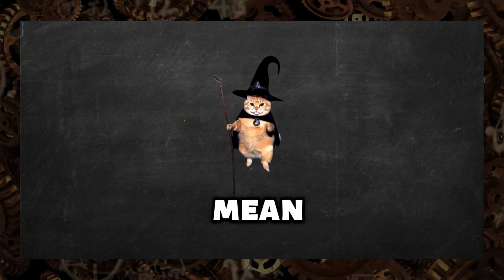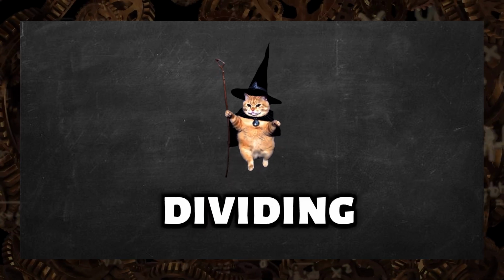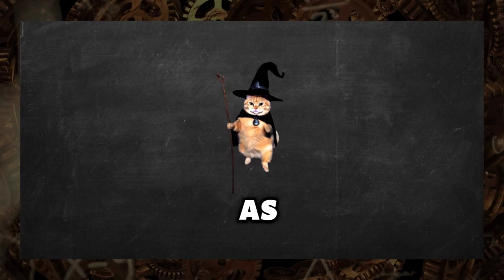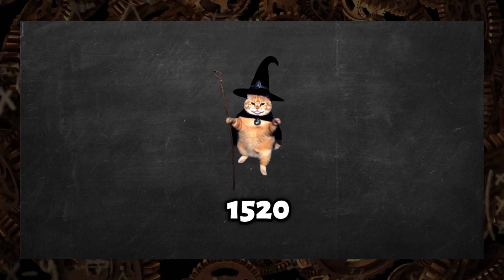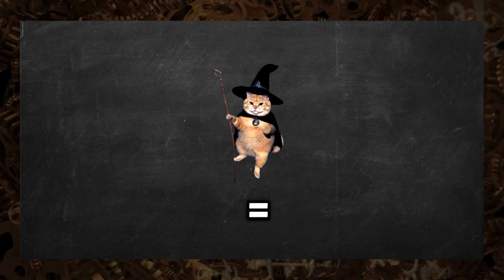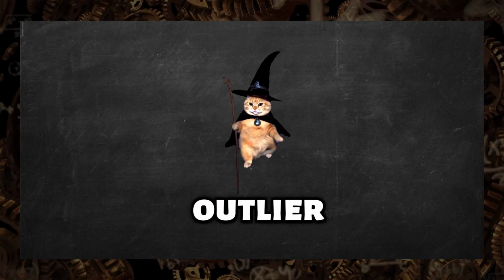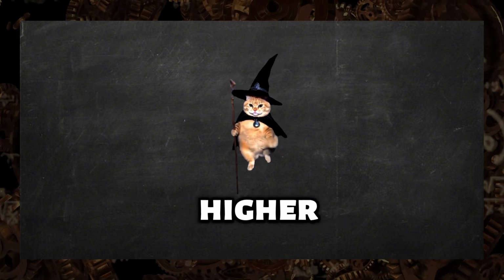The mean, the arithmetic average, is calculated by summing all values and dividing by the count, such as scores 10, 15, 20 summing to 45, divided by 3 equals 15. It is sensitive to extremes, where an outlier like 50 skews it higher.